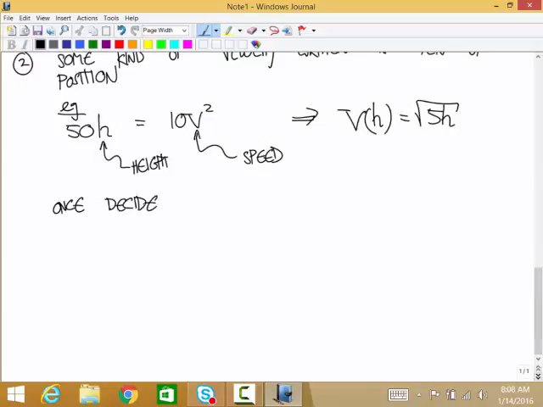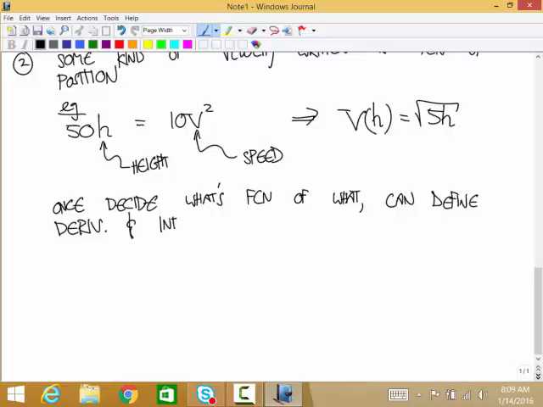Once you've established the relationship between the independent and the dependent variable, then you can talk about the derivative. Not until you've defined what's a function of what. So once you've defined what's a function of what, you can define the derivative and the integral.